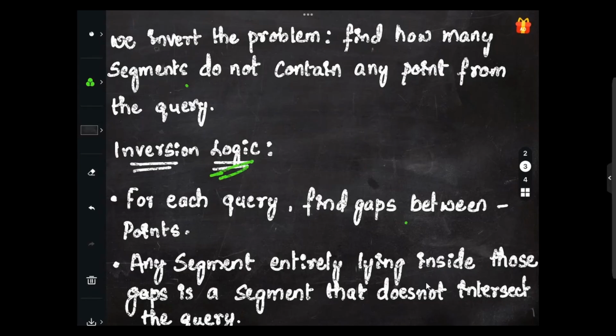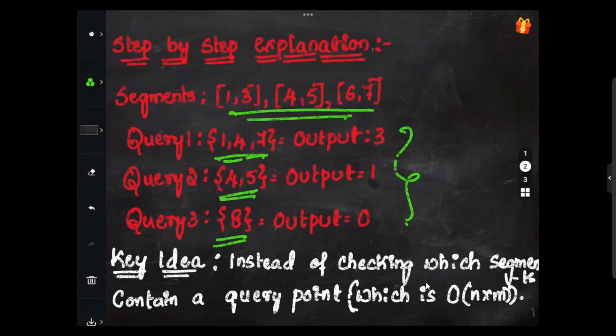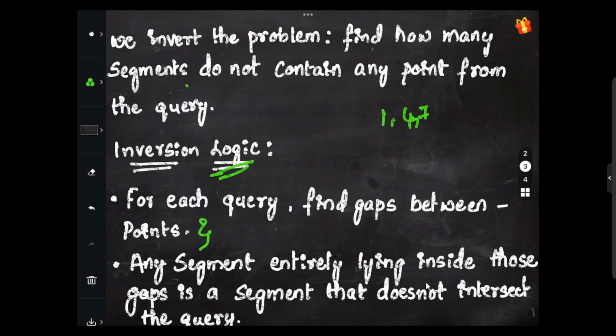So for each query, we will find the gap between the points. We have to find the gap between the points, right, for each query. So we have the first query 1 4 7, the second query consists of the two numbers 4 and 5, and the third query is 8, right? So for each query, we will find the gap between the points, right? So just keep this in mind.